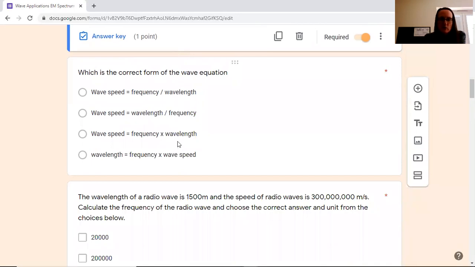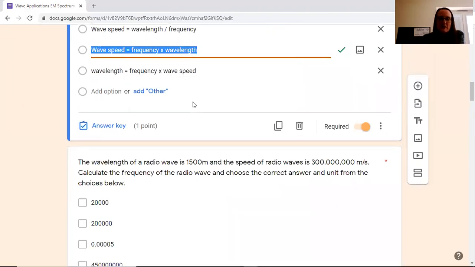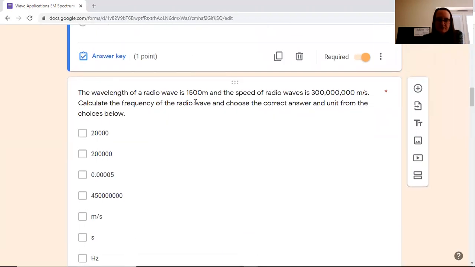Which is the correct form of the wave equation? Be careful on this one. We've got wave speed is frequency times wavelength. Some people fell into the trap. The frequency and wavelength were in the right order up here, but it was divided by. So just double check that you've got frequency times wavelength.